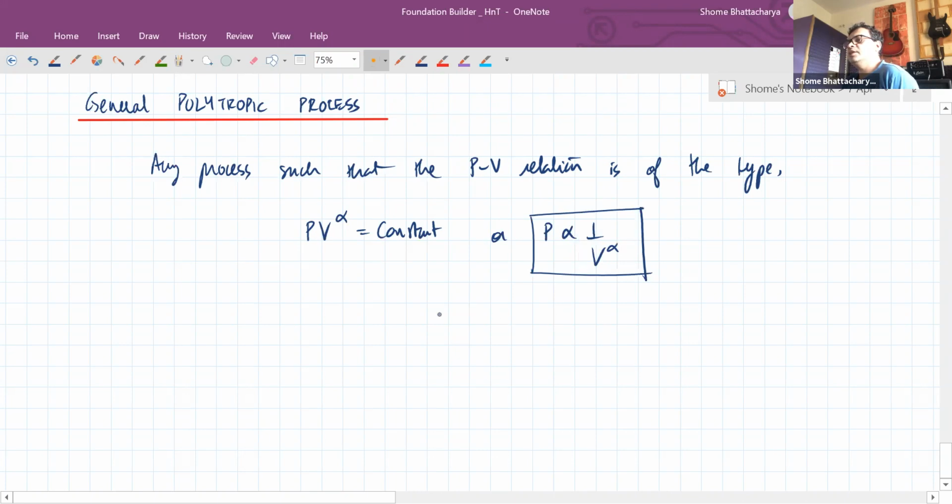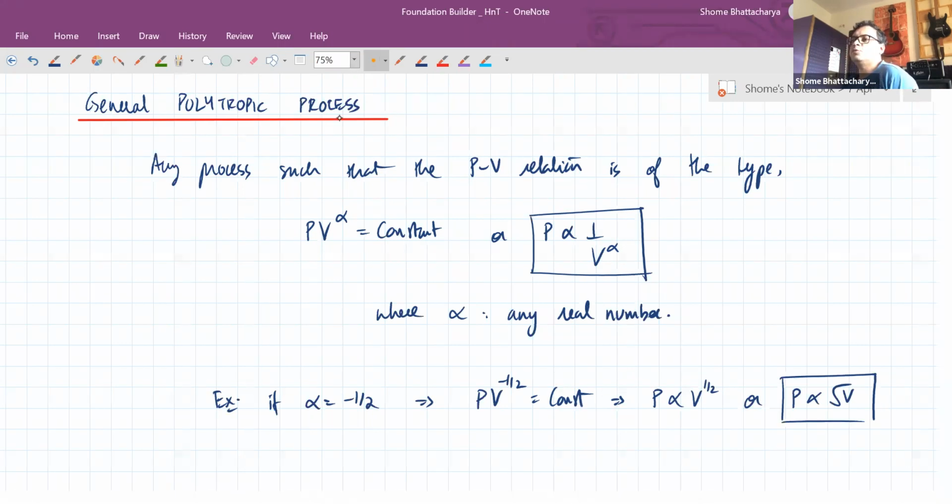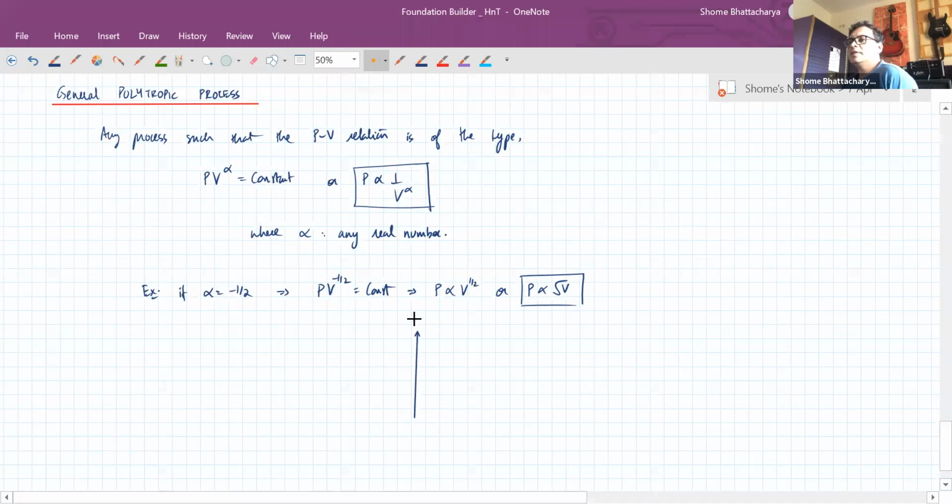Don't confuse the symbol alpha with the proportionality here, where alpha is any real number. Okay. For example, if alpha is equal to minus half, that means PV to the power minus half is a constant. So that means P is proportional to V to the power half, or P is proportional to square root V. So this is not any of the standard type of processes like isothermal, adiabatic, etc. But it is a process which will, on the PV space, look like a parabolic graph, Y is equal to root X type of graph, something like this.